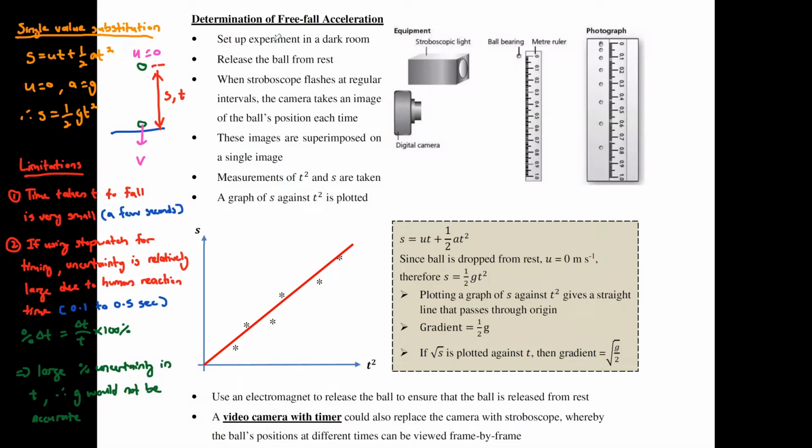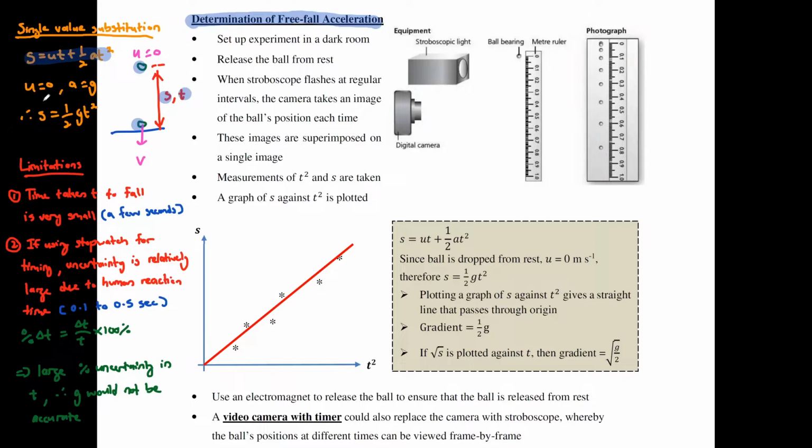In the syllabus, you will be required to know how to determine the value of free fall acceleration g by experiment. It involves you using one of the kinematics equations, s equals ut plus half at squared, applied to a falling object that moves through a distance s in a time of t.